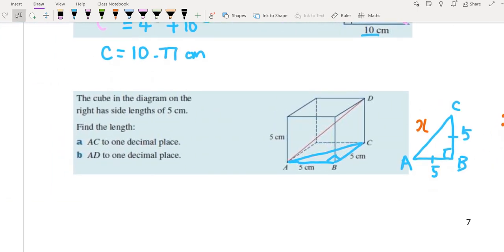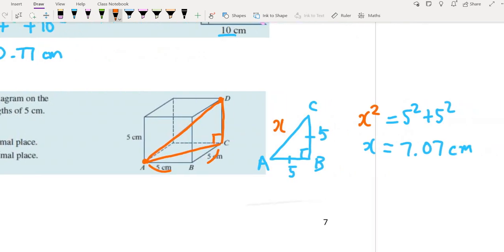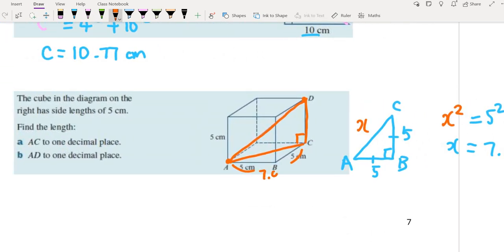For the second one, we're asked to find AD. AD is a bit harder to visualize, as it goes across the 3D shape. Again, we're trying to find a right angle triangle somewhere. If we draw AC there and then AD there, you can see there's a right angle triangle, a 3D shape one. We know the length of AC now, which is 7.07, and we know this length over here has to be 5 because it's a cube.